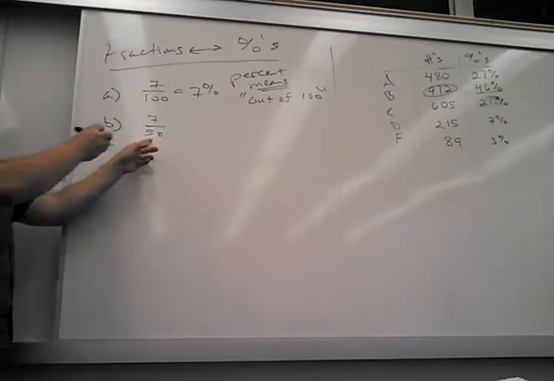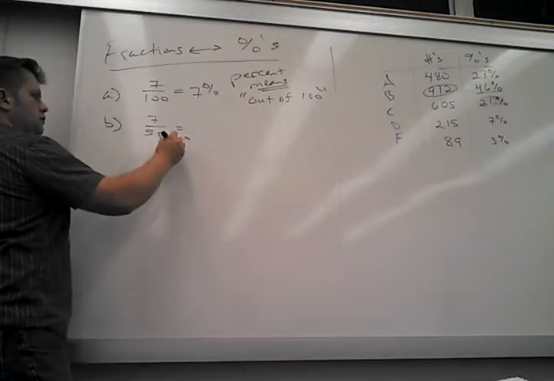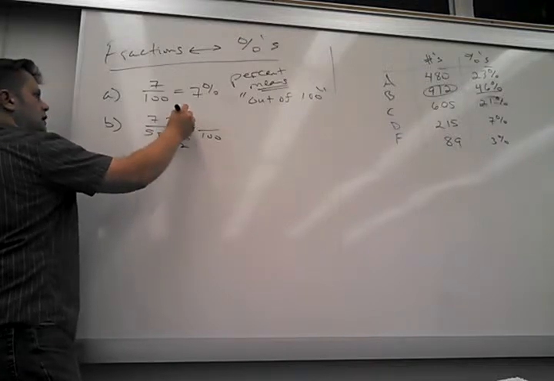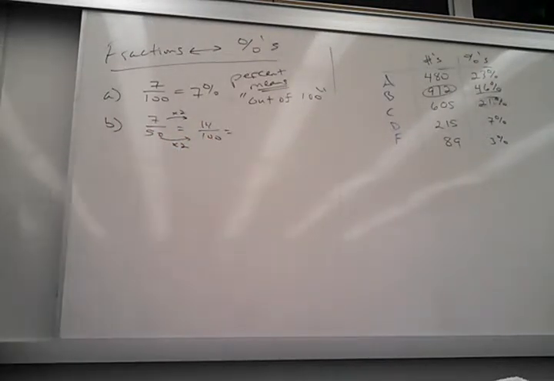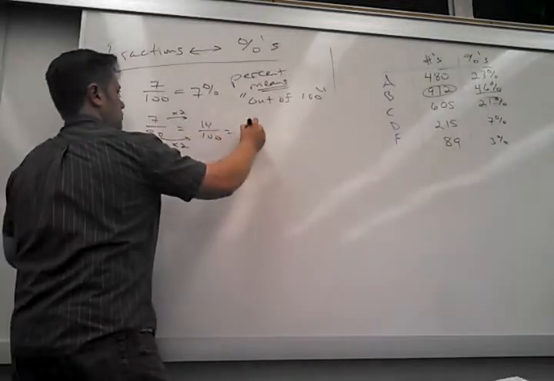So how do you make this out of 100? You just multiply by 2. So you have to do the same thing to the top. 14 out of 100 is 14%. Cool.